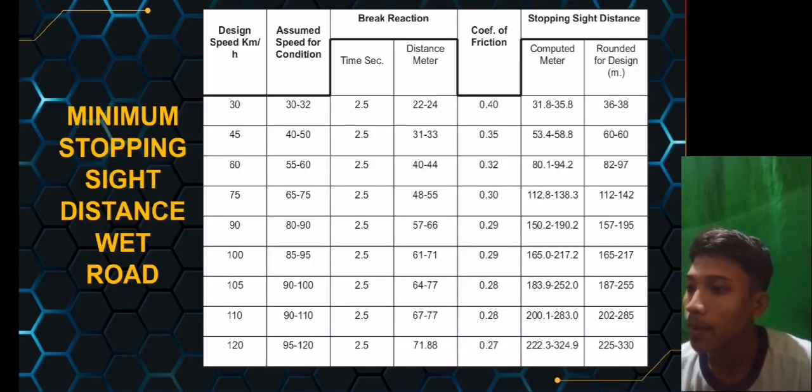So this table shows the minimum stopping sight distance on wet road.